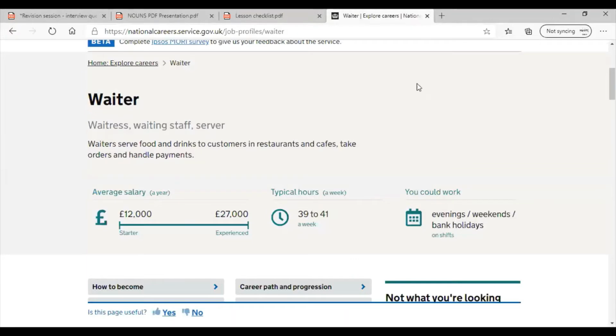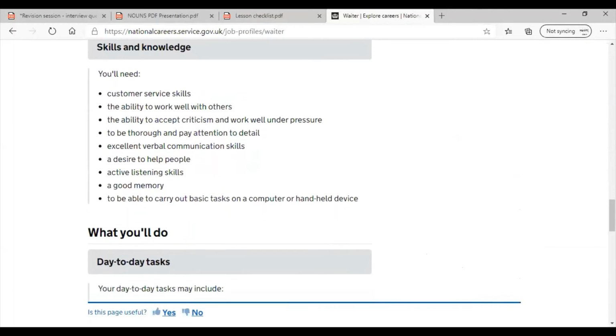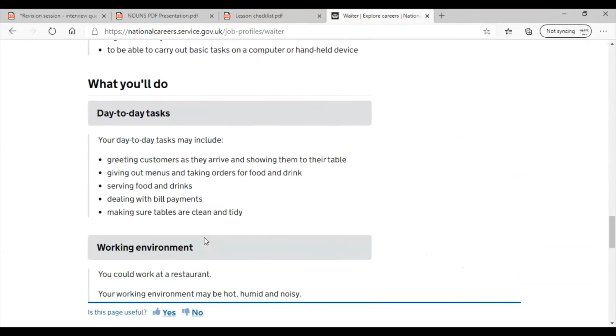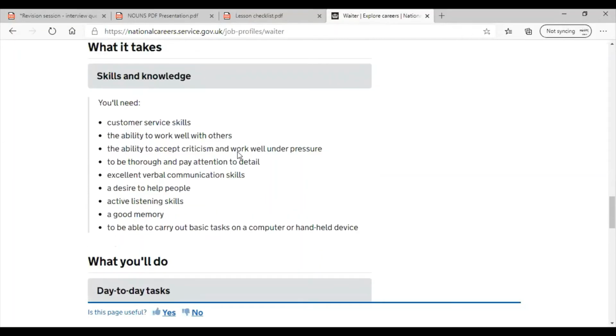Now, if we jump to the job profiles, if you've maybe never worked in a job before, or you're filling out a job application, you can use these job profiles to help build your answers to interview questions or application questions. So when they ask, what do you know about the role, you can look up what sort of skills and knowledge you need for the role. So customer service, the ability to work well, active listening skills, good memory, these sorts of skills, and the sort of daily tasks, the duties that you could do in this role: greeting customers, serving food and drink, dealing with bill payments. You can find all this information on the National Careers Service, but we're going to use this information now to answer that question.